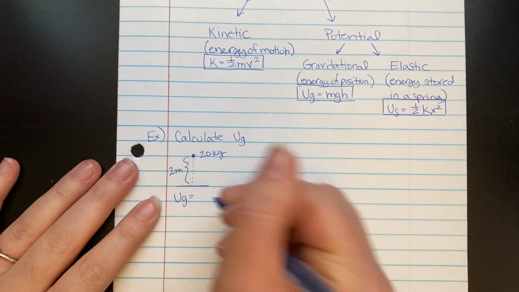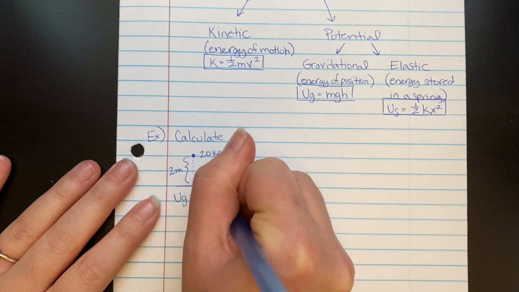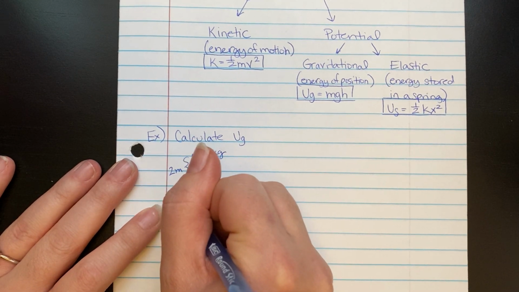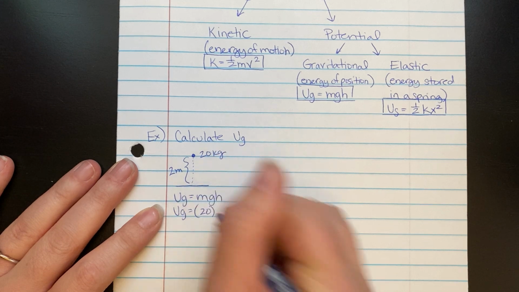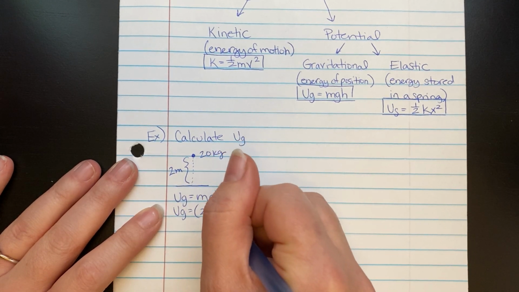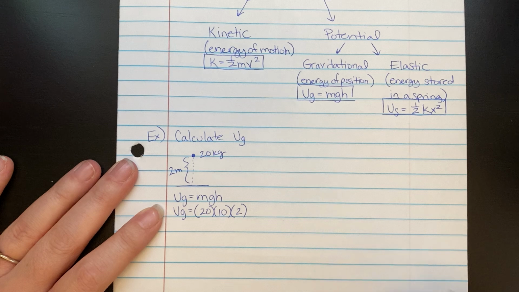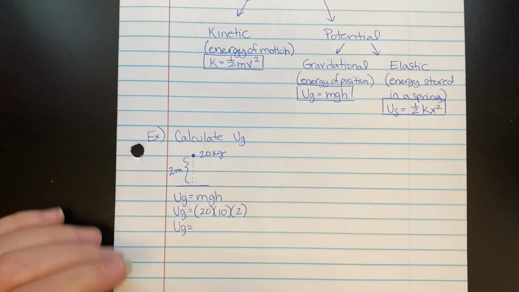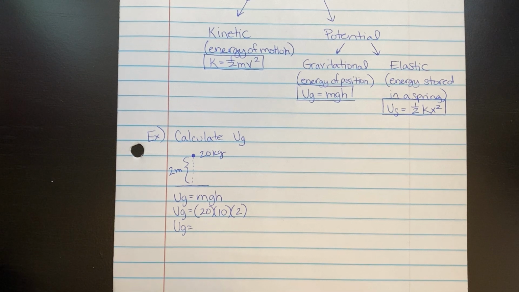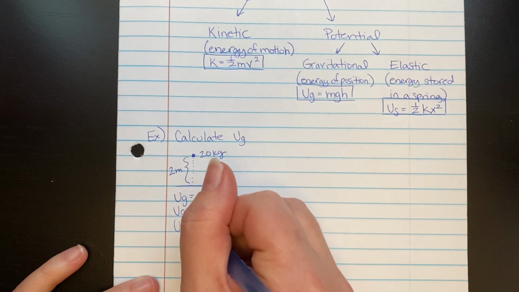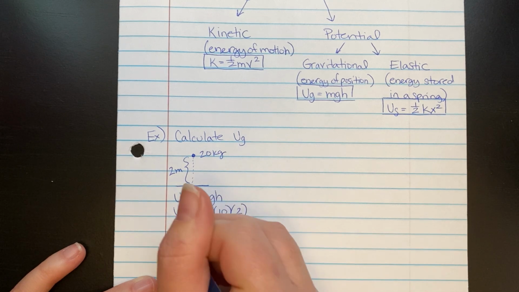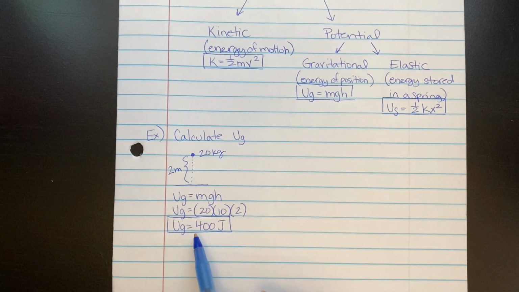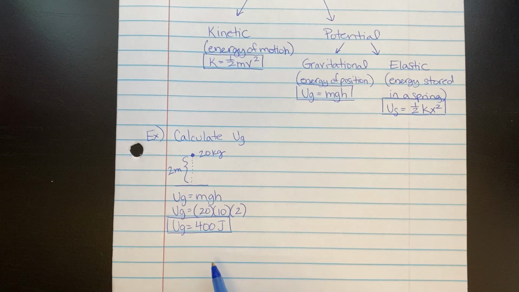Well, we know that UG is equal to mgh. So we could say that UG is equal to 20, our g is 10, and our height is 2. In this case, 20 times 10 times 2, let's go mental math wizards here. This is going to give us 400 joules. Remember that in all cases, energy is measured in joules.